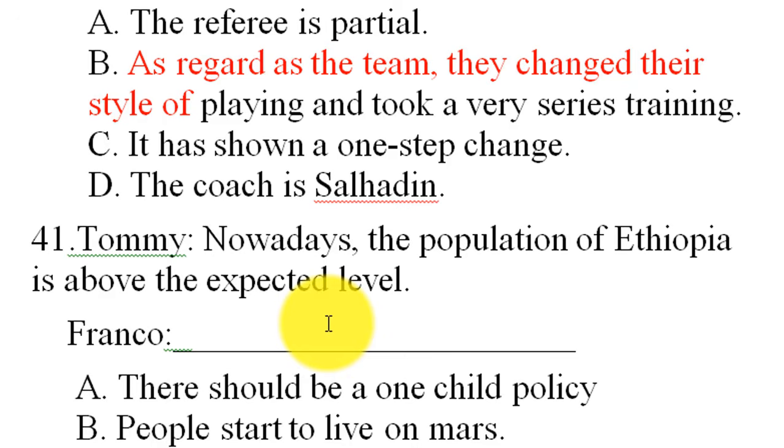I expect some, not a kind of advice but opinion. What is Franco's view regarding the population of Ethiopia, which has a maximum number of 130 million? So there should be a one child policy.